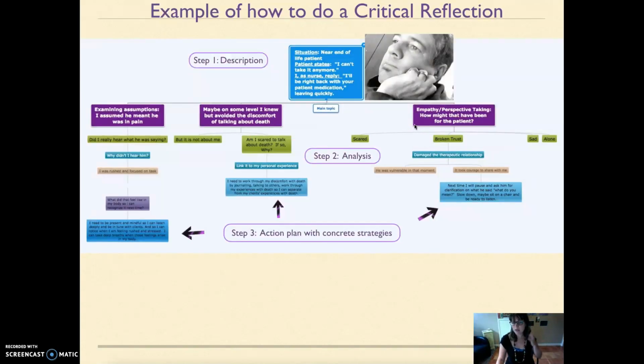And then I also need to look at his perspective. So that empathy and perspective taking. How might that have been for the patient when he was dismissed like that from my response? He may have felt scared. He may have felt a break in trust. He may have felt sad and alone.